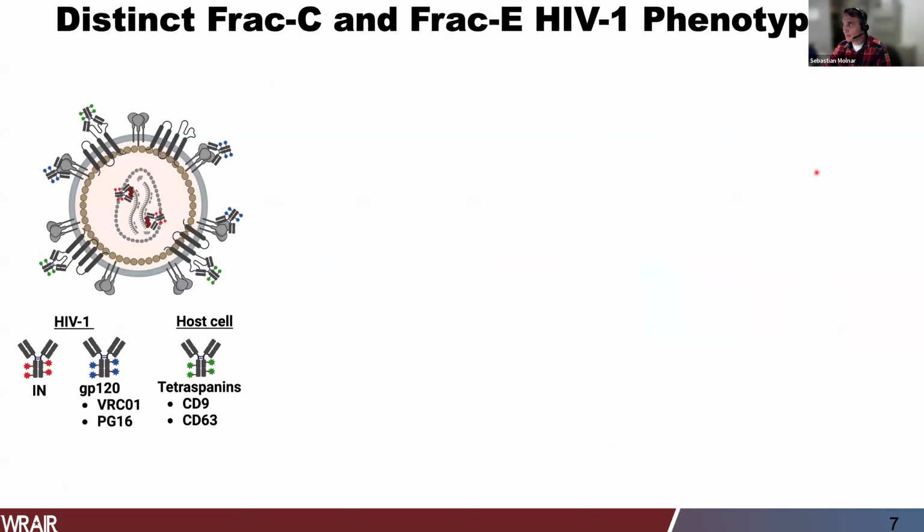Then, as another highlight of this paper, we did single particle immunophenotyping, where we probed for virus and host cell specific proteins. For virus, we probed for integrase, which is centrally located, and also for GP120, with GP120 antibodies VRC01 and PG16, and for tetraspanins, we probed for CD9 and CD63.